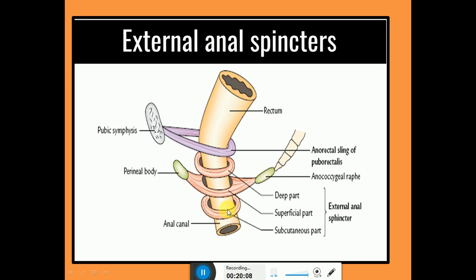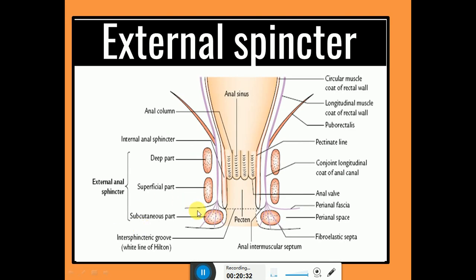Now the subcutaneous part. This portion is the subcutaneous part. It is in the form of a flat band. This also has no bony attachment. So we have seen that the deep part and the subcutaneous part do not have any bony attachment. So this is the deep part, this is the superficial part, and this is the subcutaneous part.